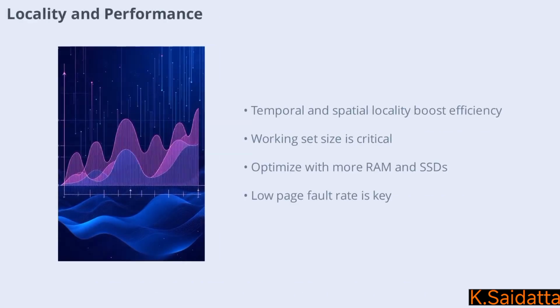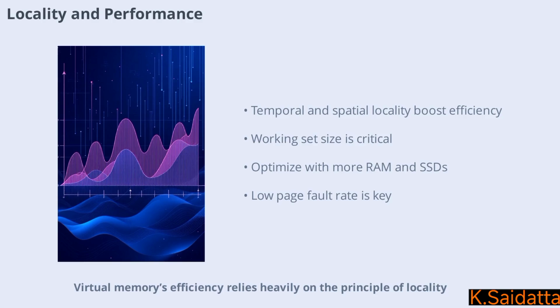Virtual memory's efficiency relies heavily on the principle of locality. Temporal locality means that recently accessed data is likely to be used again soon, while spatial locality suggests that data near recently accessed locations will also be needed. These patterns allow the system to predict and preload useful data, reducing page faults and improving performance. The working set, the set of pages actively used at any time, plays a big role. If your RAM can hold the working set, performance soars.